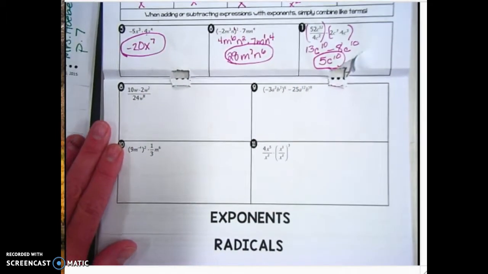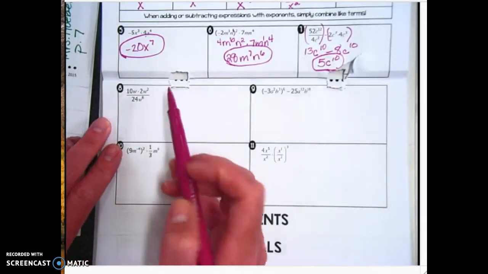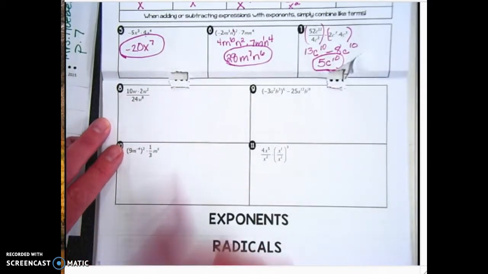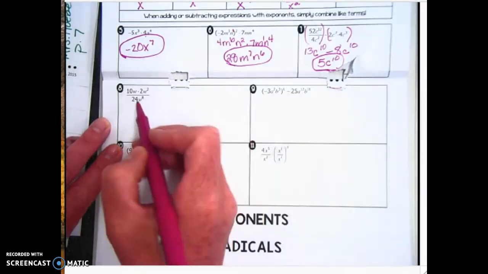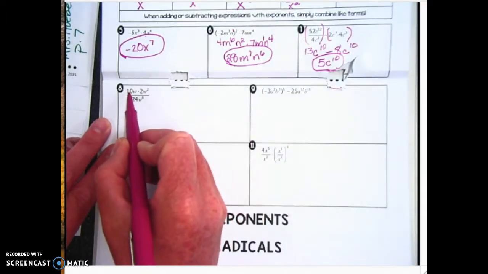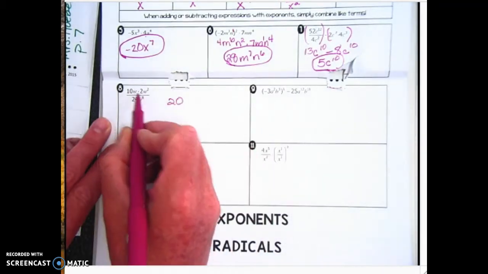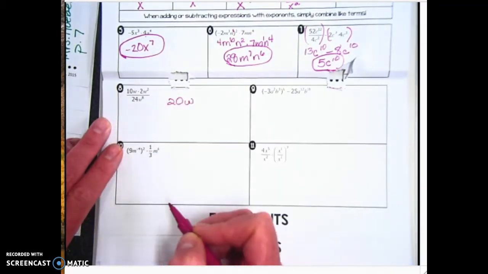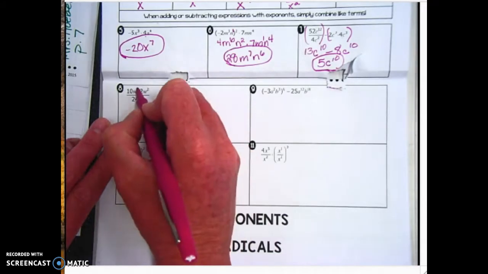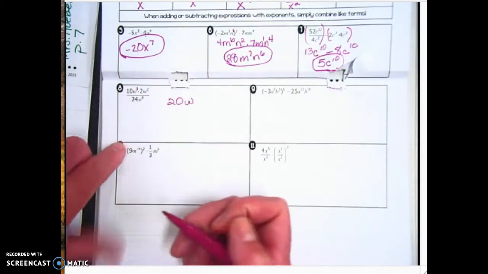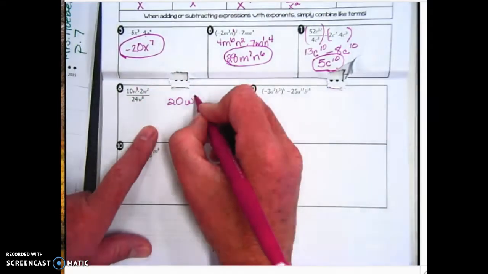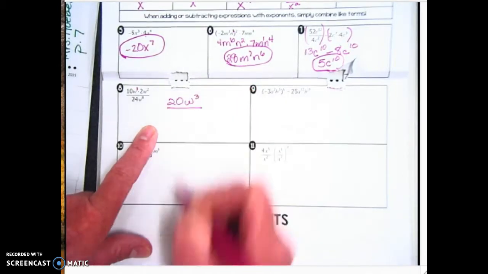Box number 8. You could start canceling and reducing if you want, but I'm going to multiply straight across first. But there is another way to do it. All right, so 10 times 2 is 20. Base of w, so definitely base of w. I'm going to write a 1 here if you want. Add them together, 1 plus 2 is 3. There's your new numerator.